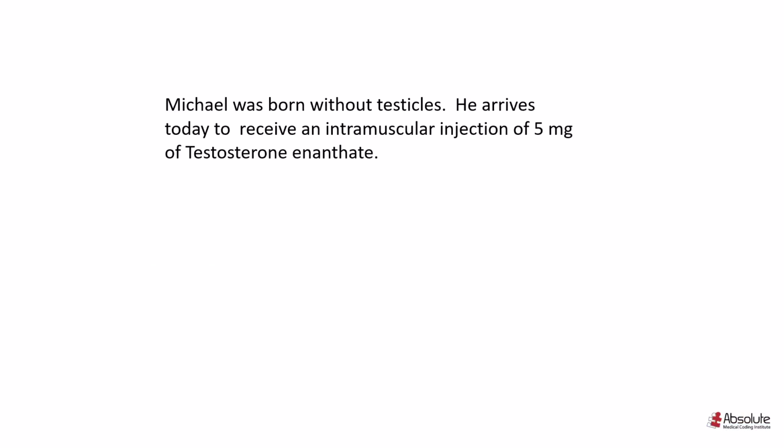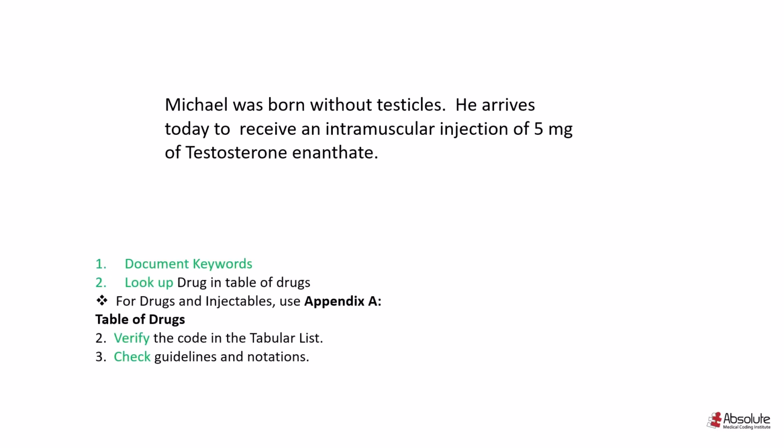How did you do, coders? Did you document those keywords? Those keywords will help you. Remember, you have to document the type of medication, in our case testosterone ethanoate. Also the route of administration: where was the patient injected? Intramuscularly. And the amount, the dosage, in our case 5 milligrams.